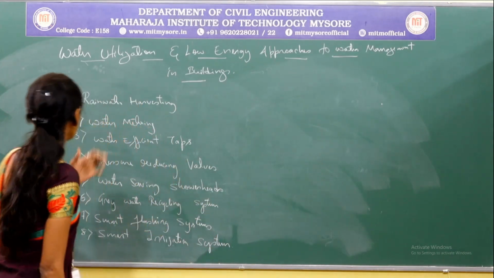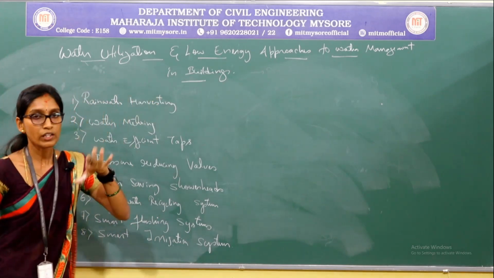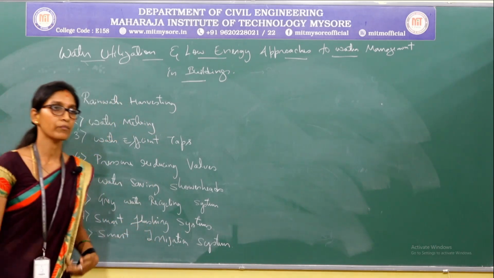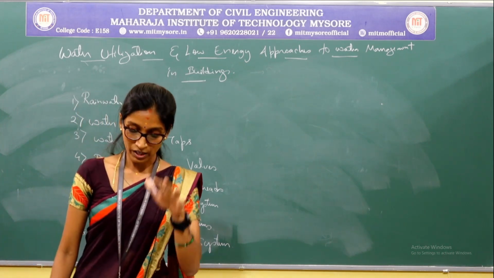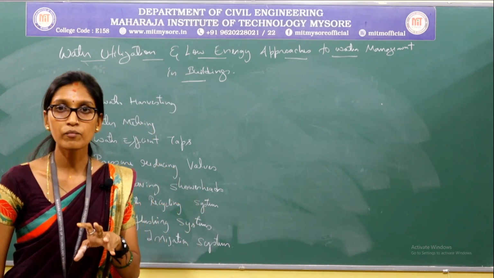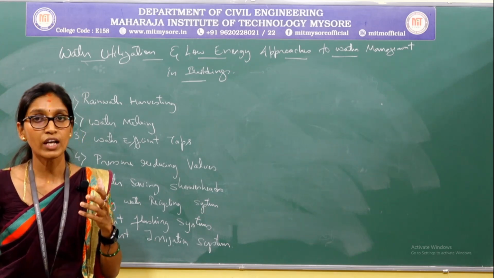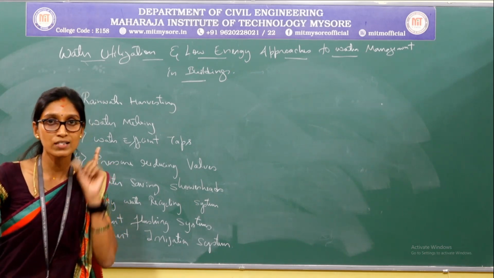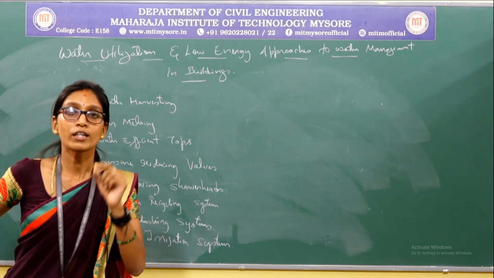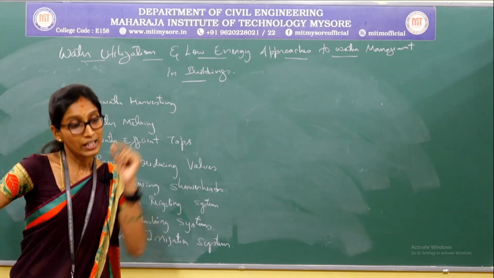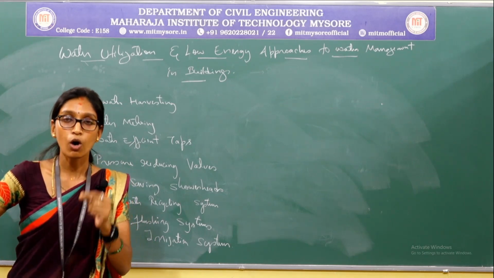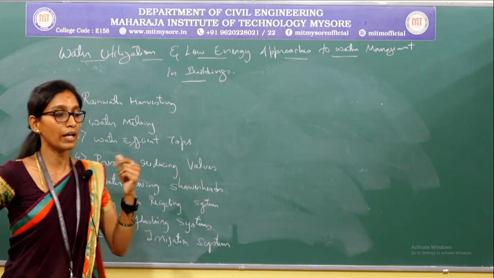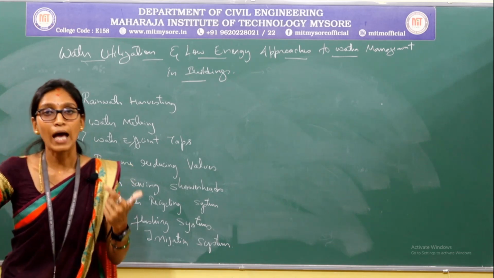Now let's start with our next topic, water utilization and the low energy approach to water management in the building. Once we concentrate on the green building, we are speaking about the conservation of energy resources. There also comes water, which is a resource which has to be saved. So utilizing the water precisely, at the same time reusing the water, also becomes important with respect to the environment, the ecosystem, and with respect to green building acceptability.